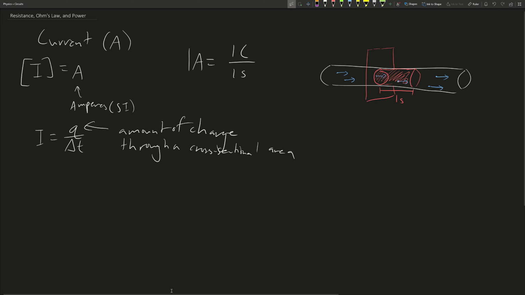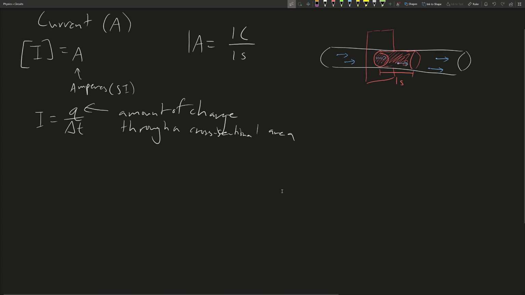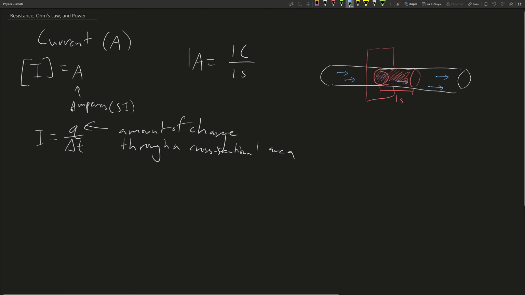All right. So current, again, is charge through a cross-sectional area per second, and what it describes is the rate of the flow of charges inside a wire or in a circuit.